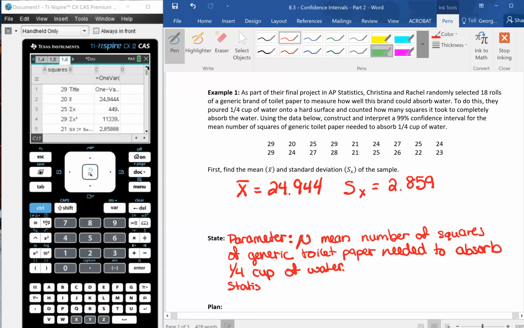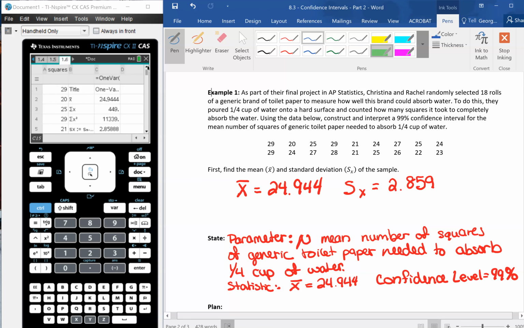All right, the statistic is our X bar. So we just found that, so you just have to recopy it. And then our confidence level, they tell us they want a 99% confidence interval. All right, cool. So that's our state.